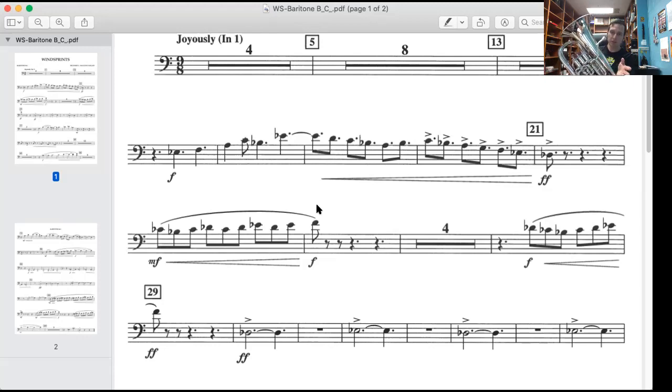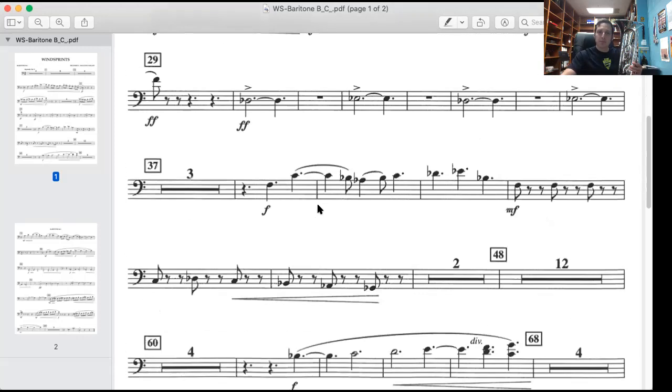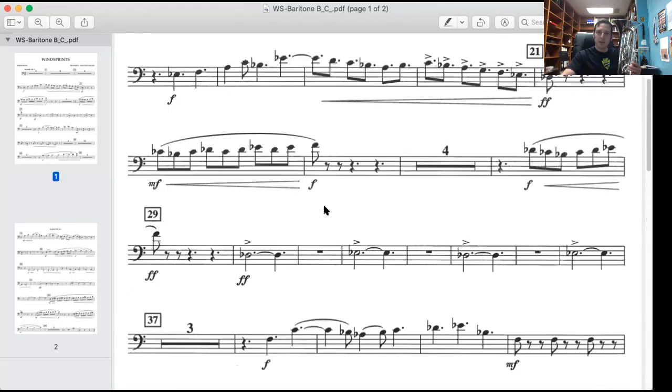So I would obviously do some single tonguing. Ta ta ta ta ta ta ta ta ta ta. Da da da da da da da da da. Get it up here before you even bother playing it on the instrument. Okay. Let's move ahead.